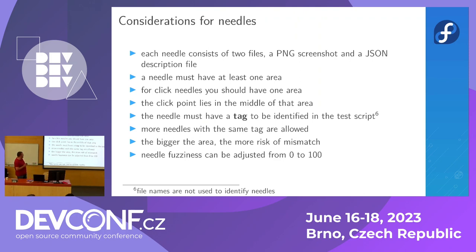You can also set the needle fuzziness, which can be adjusted from 0 to 100, where with 0 probably everything is a match, and with 100 only a totally exact match is a match. By default, it's set to 96, and we sometimes go to 90.